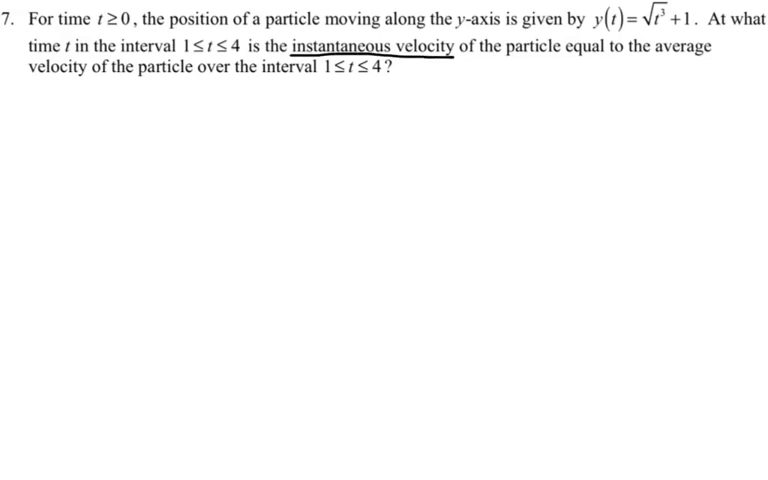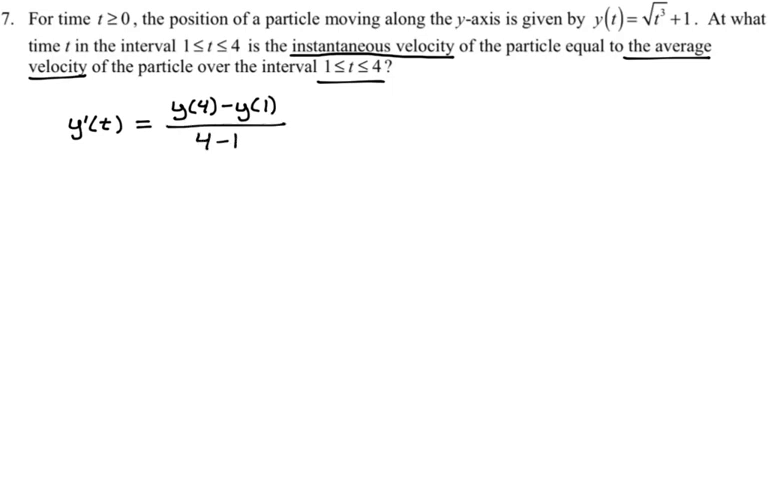So instantaneous velocity is going to be y prime. And then average velocity is going to be average rate of change, which is from 1 to 4. So that's going to be y of 4 minus y of 1 over 4 minus 1, which is 3. So I got to find y prime and then y of 4 and y of 1. So I'm going to do this over on the side.